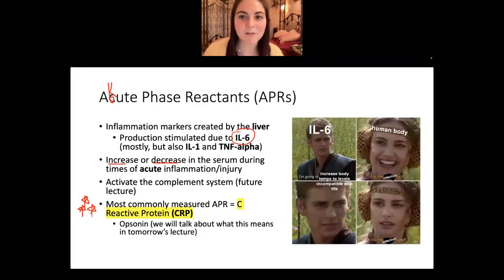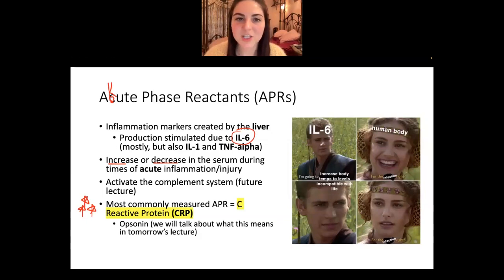So how do I know if it's actually because I'm on a steroid? Is that why my white count's up? Or is it because I'm on this medication? Or is it because this patient has inflammation? Nothing really affects CRP, C-reactive protein. So that's why it's another good marker to see if inflammation's occurring.